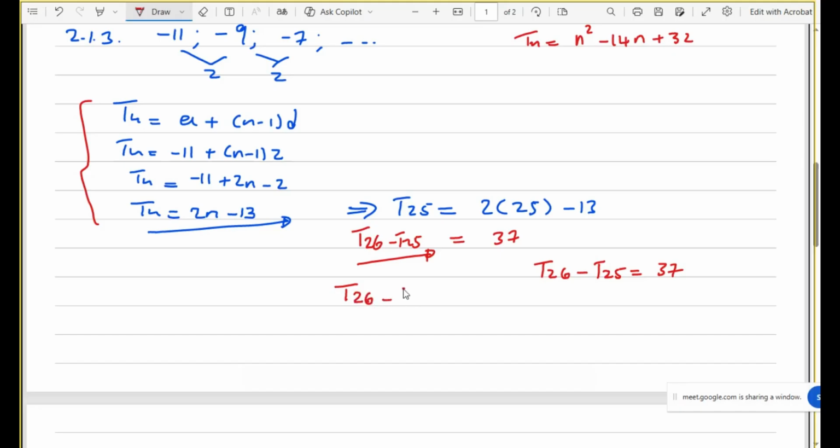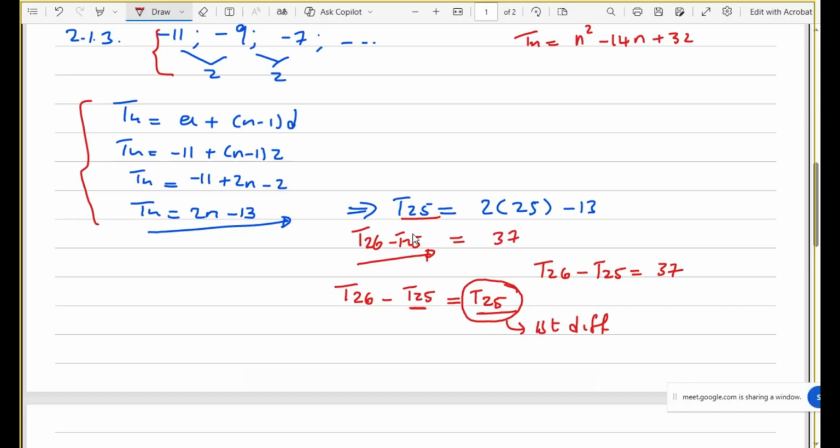T26 minus T25, this gives us what? This will give us T25 of our first difference. So you just have to find T number 25 on your first difference. And to do that, we can use the general term to find T25.